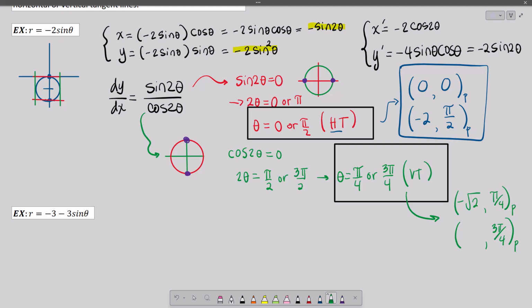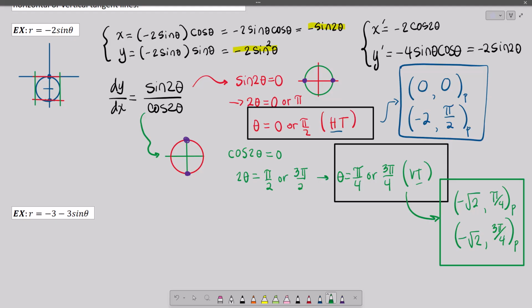And then we plug in 3 pi over 4. Sine of 3 pi over 4 is also root 2 over 2. So root 2 over 2 times that is going to be negative root 2. And this will be our pair of points where we have vertical tangents.